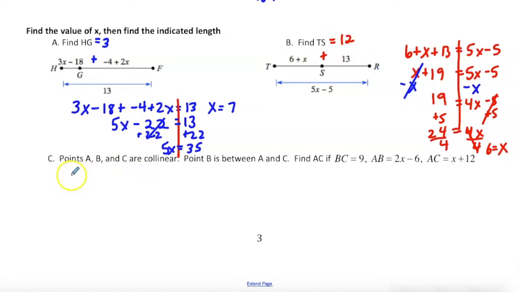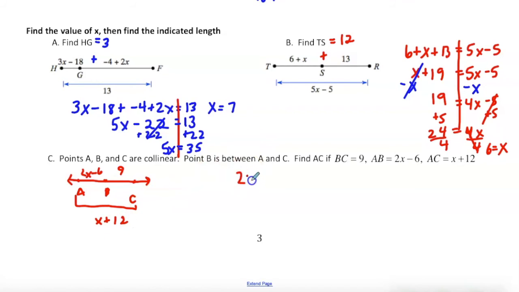Points A, B, and C are collinear. Point B is between A and C. Whenever they give you a verbal description like this, it's easiest to go ahead and make a picture. So B is in the middle of A and C. Find AC if BC is 9, AB is 2x minus 6, and AC is x plus 12.